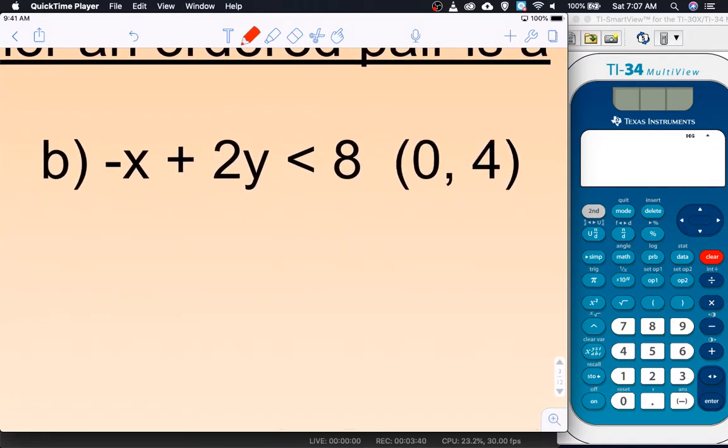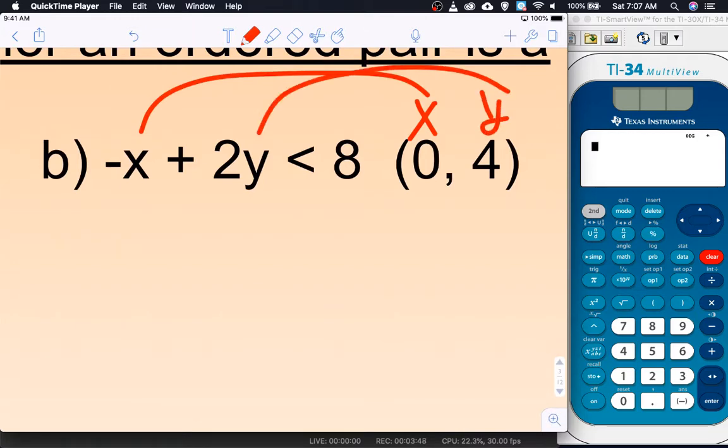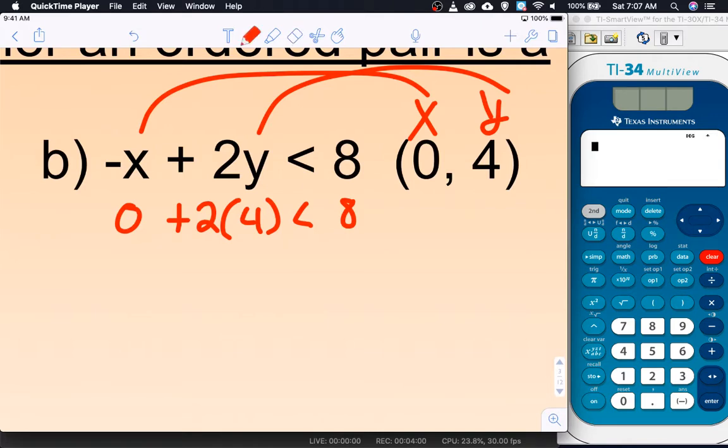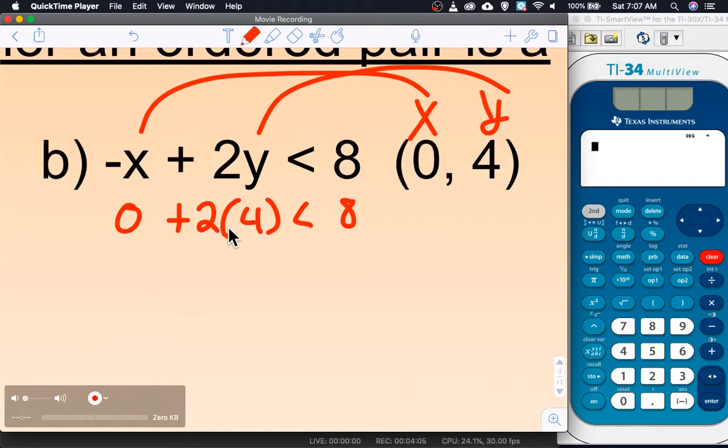Letter B. So we're going to take the x value and plug it in for the x. We're going to take the y value and plug it in for the y and see what happens. So 2 times 4 is less than 8. Now, this -0 thing doesn't make much sense. There's no such thing as a -0, so I'm just going to make it 0. And then 0 plus, 2 times 4 is 8. So 0 plus 8, that's going to be 8. So I've simplified this down to that. 2 times 4 is 8, plus 0 is still 8.